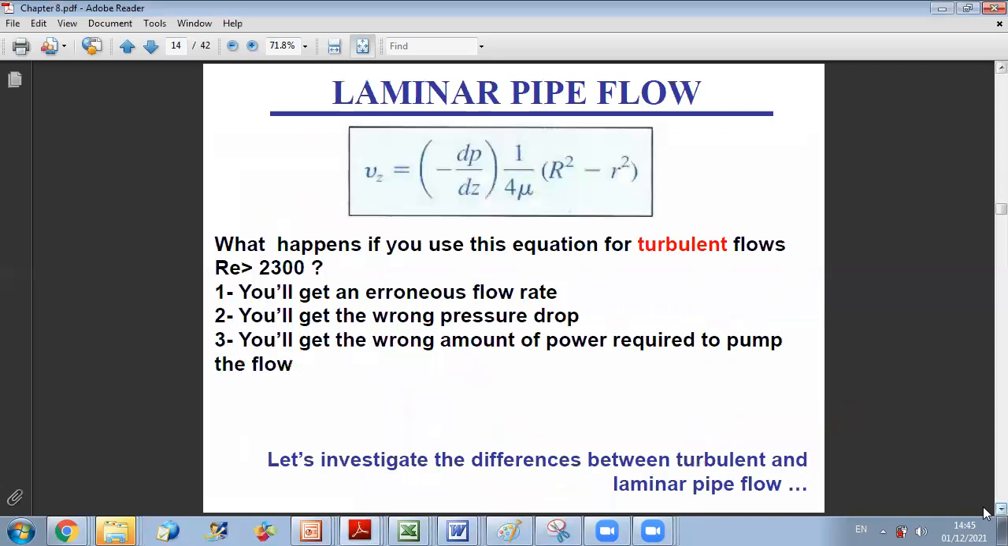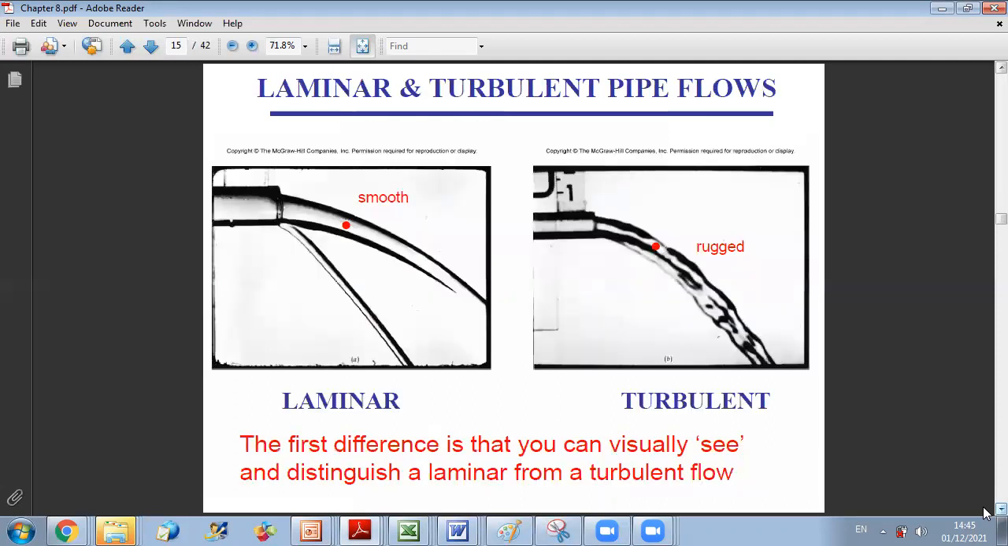Now, the challenge is, what if Reynolds is larger? What do we do in case of turbulent flows? We don't have an analytical solution. We should think about other methods. So the first difference between laminar and turbulent is that you can visually distinguish a laminar from a turbulent flow, because in laminar you have smooth streamlines, while in turbulent flow you have a lot of mixing and curls inside your flow.